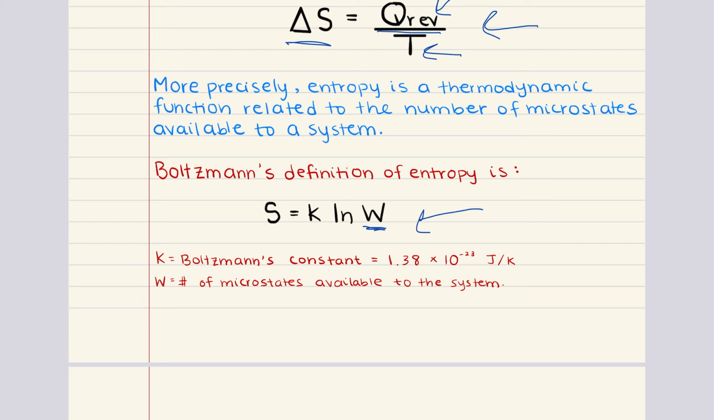This equation says that entropy is equal to k, which is Boltzmann's constant, equal to 1.38 times 10 to the negative 23 joules per Kelvin, multiplied by the natural logarithm of W, where W is the number of microstates available to the system. So this equation shows us that as the number of microstates increases, the entropy S also increases.